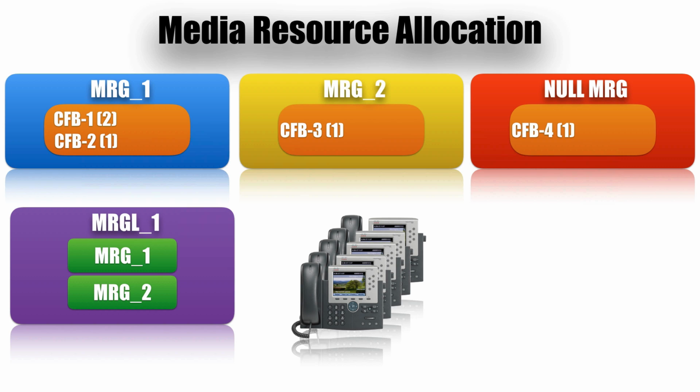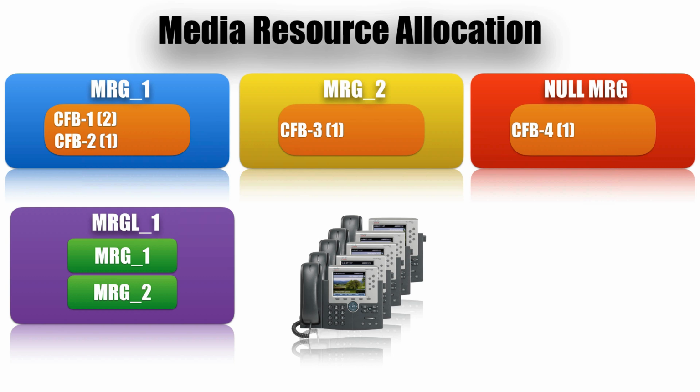Let's say that I've got two media resource groups that I've created. I defined MRG_1 and MRG_2. In MRG_1, I've got CFB1, Conference Bridge 1, with a capacity of 2 conference calls. I've also got CFB2, with a capacity of 1 conference call. MRG_2 just has one resource, CFB3, with a capacity of 1 conference call.